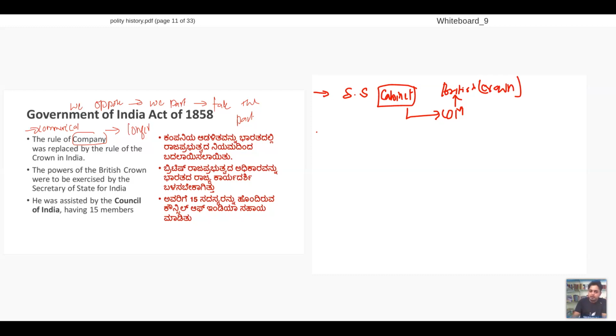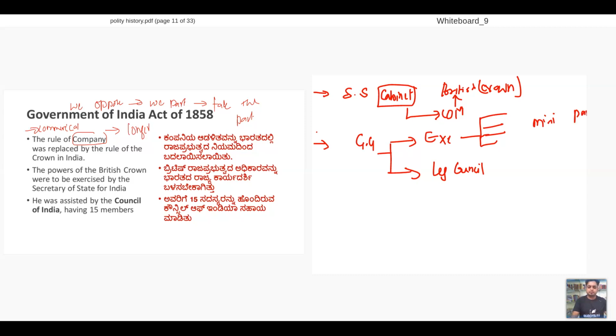Now in India, how was it? The Governor General was there. Governor General had two councils, Executive Council and Legislative Council. Executive Council had four members. We used to call them mini parliament. And Legislative Council had six members.